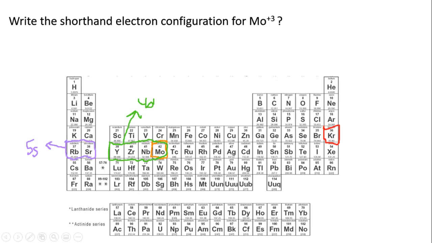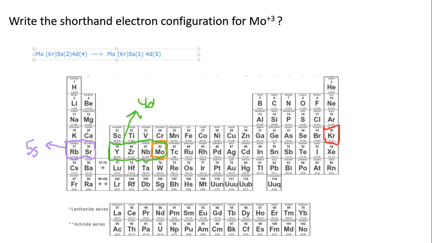We write the electron configuration of molybdenum: krypton, 5s2, 4d4. But wait a second, you're right, this is an exception. So it's actually krypton, 5s1, 4d5. Remember, molybdenum is one of those exceptions we talked about in the last lecture.